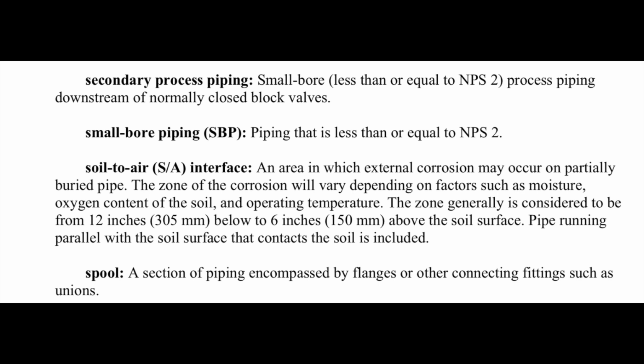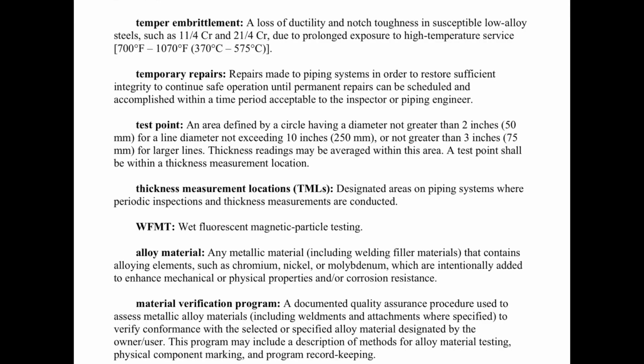And what is soil to air interface connection? It's very important. Soil to air interface. What are the areas to be covered for soil to air interface inspection? Definitely there will be a question from that. And what is called a spool? A section of piping is called a spool. These all are the definitions to be covered.